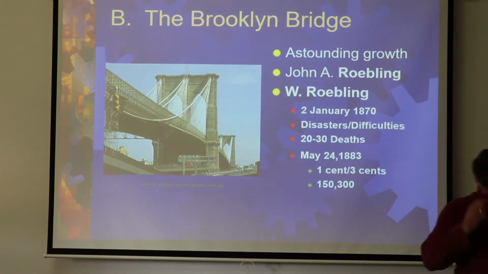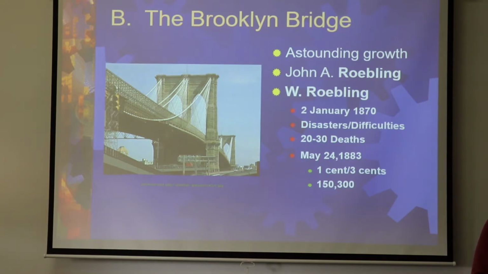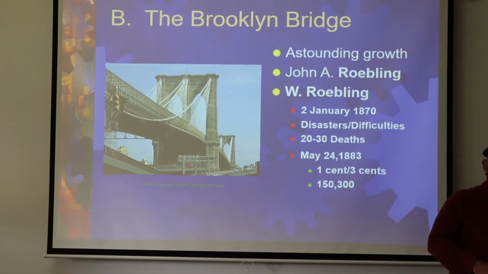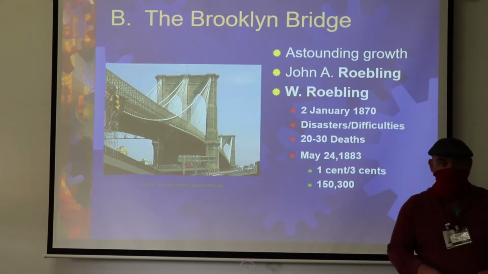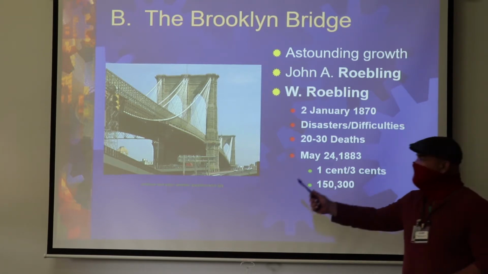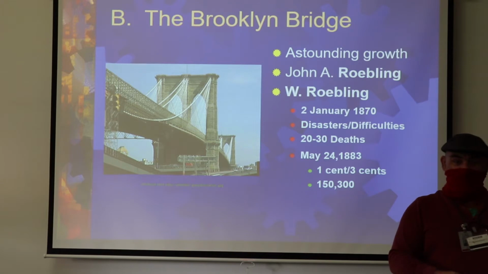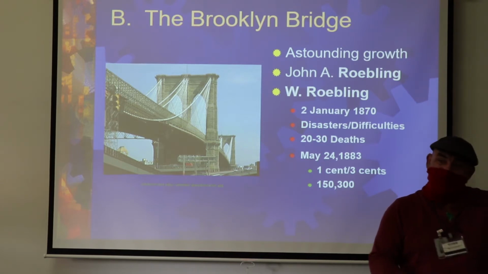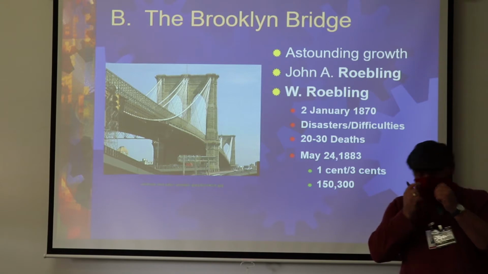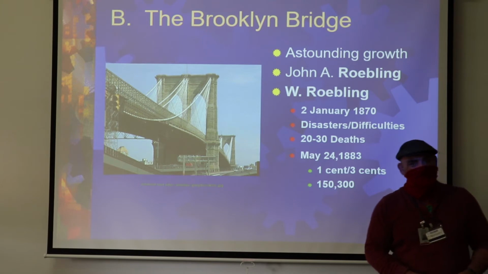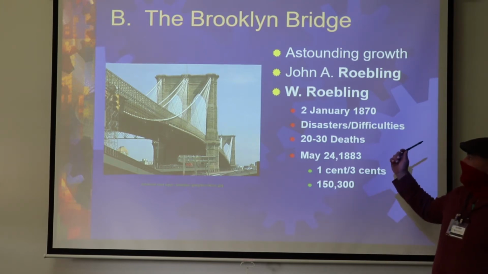Then we have the actual, the Brooklyn Bridge. Basically, Brooklyn was a rapidly growing city, and if it wanted to maintain how quickly it was growing, it had to find a dependable way to connect Brooklyn to the island of Manhattan. So John Roebling designed the world's largest suspension bridge. And they went ahead and decided to start building it.